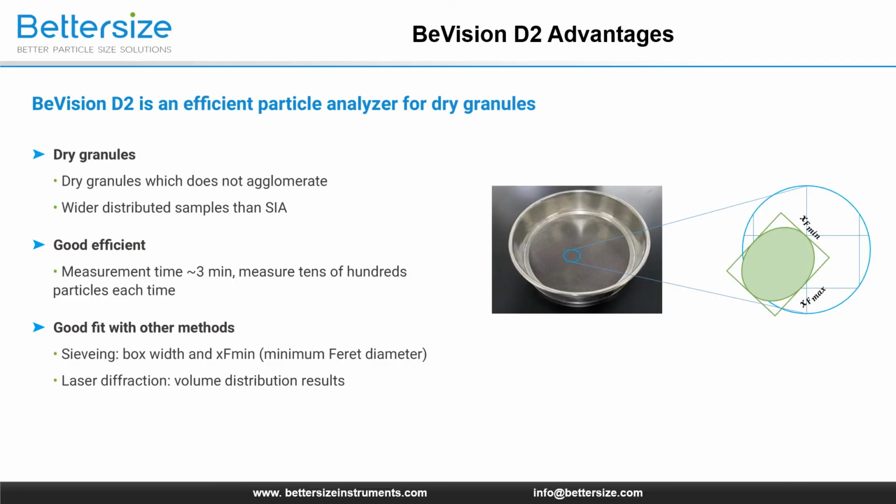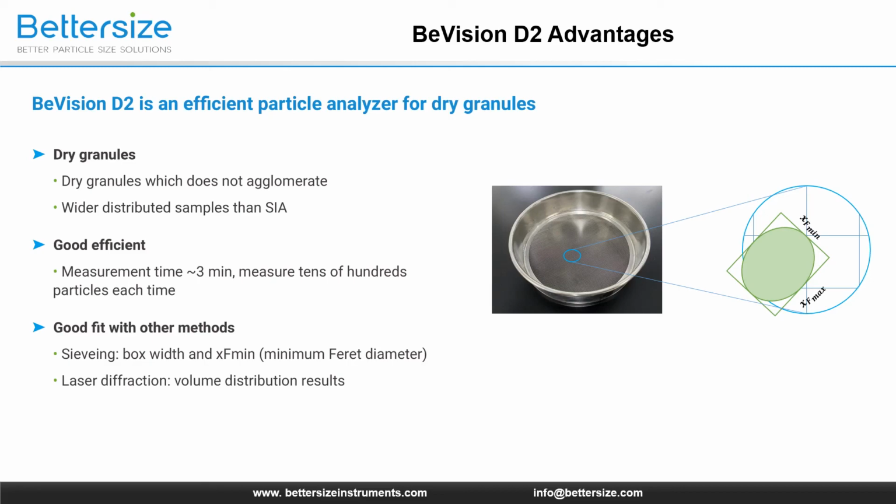The hardware of the Bevision D2 is utilized for measuring dry granules with a wide PSD. The automatic feeding system, which is made up of the feeding funnel and the chute, can disperse and transport the dry granules in the most appropriate manner. Combining the feeding system, high-speed camera, and powerful software, the Bevision D2 can help measure the particle size and shape with excellent efficiency. Tens of thousands of particles can be measured within 3 minutes.